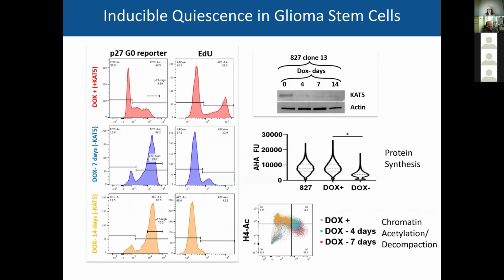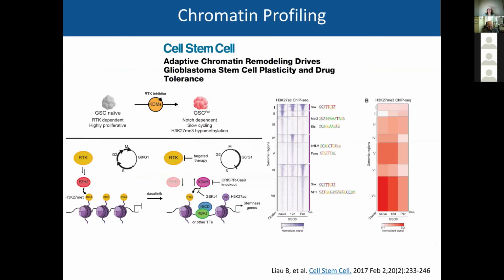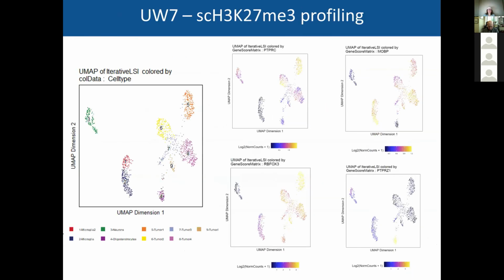And we've done a variety of downstream assays to characterize the quiescent state in glioblastoma, including things like evaluating protein synthesis rates, as well as looking at global levels of chromatin acetylation. And this led us down the path of trying to understand ways of looking at chromatin changes at the single cell level. And so this is another collaboration that we have at the Fred Hutch with the Henikoff lab, looking at a methodology by which we can do single cell histone mark-specific chromatin profiling.